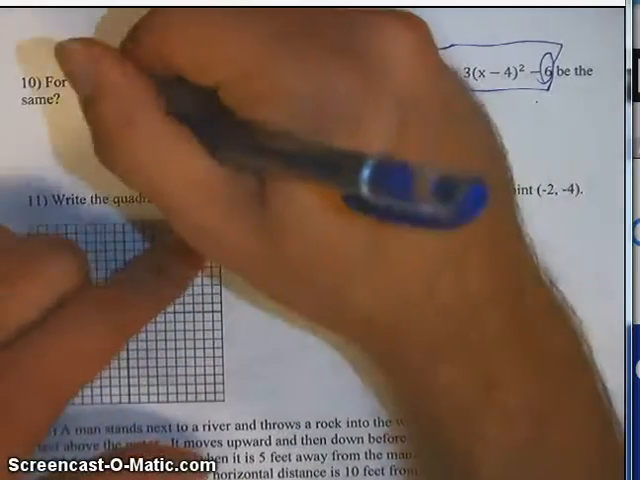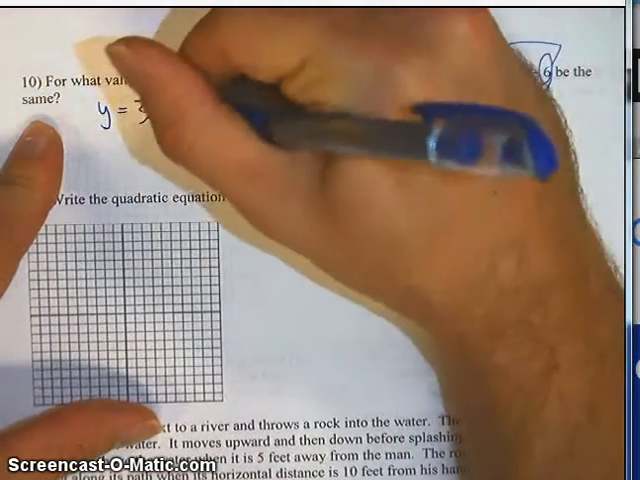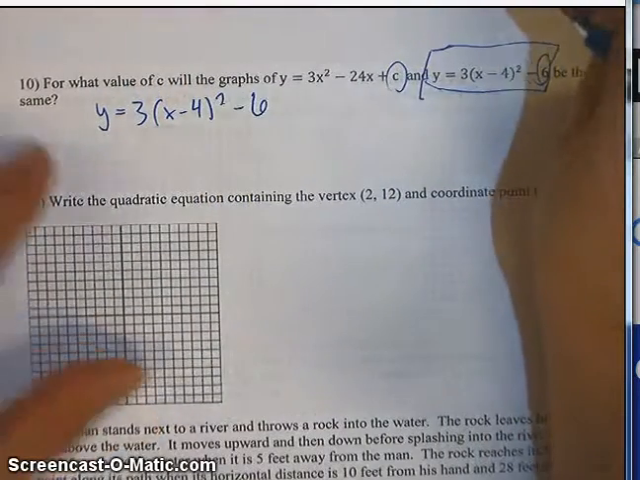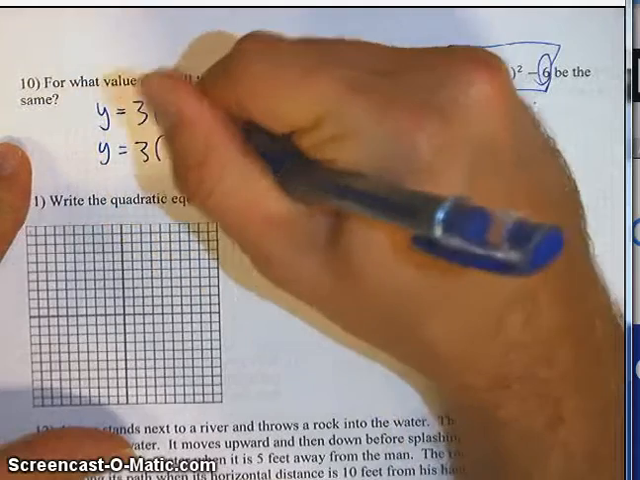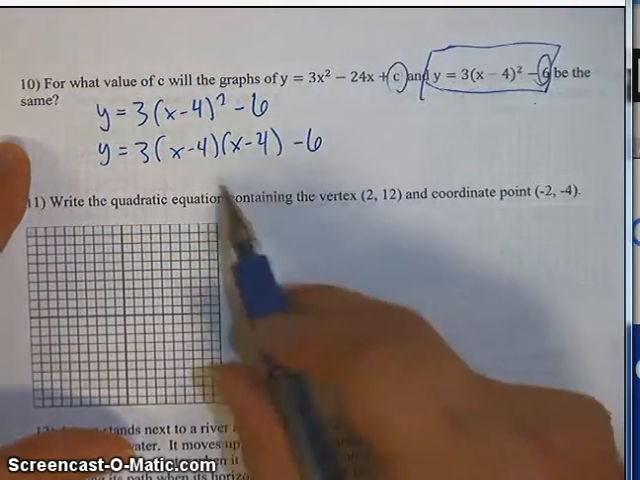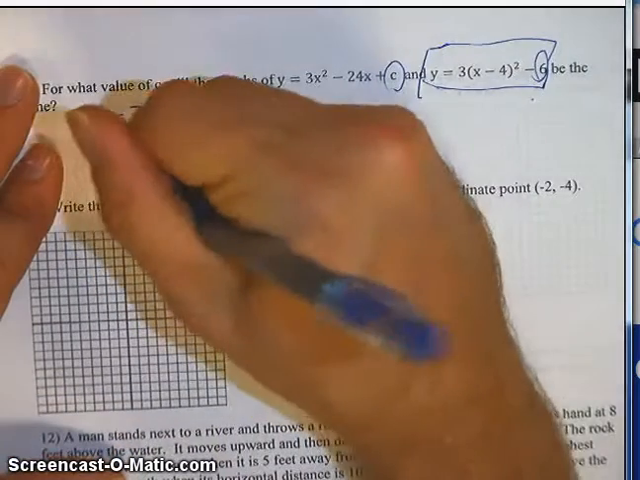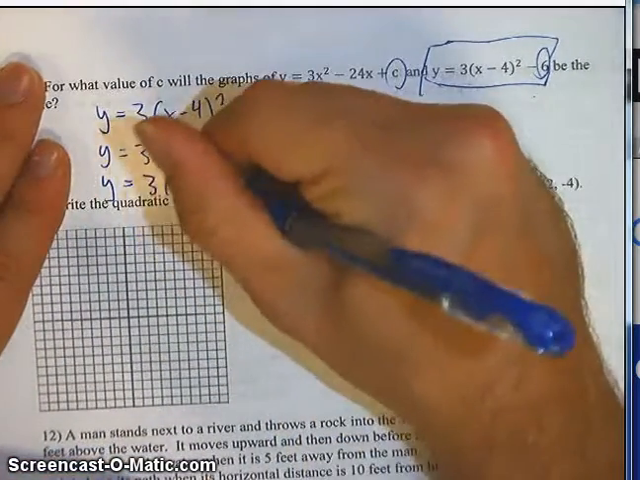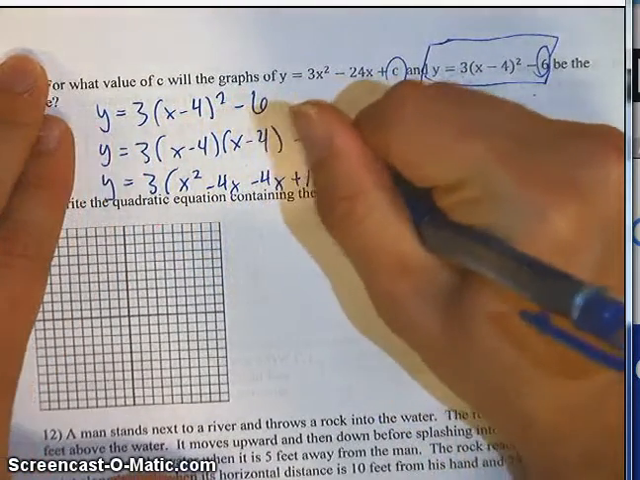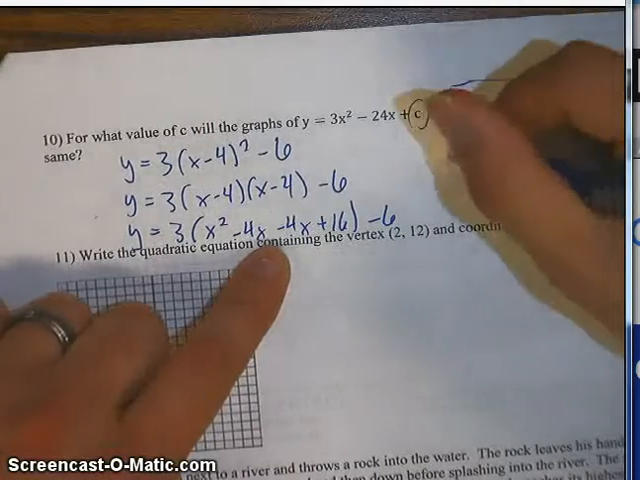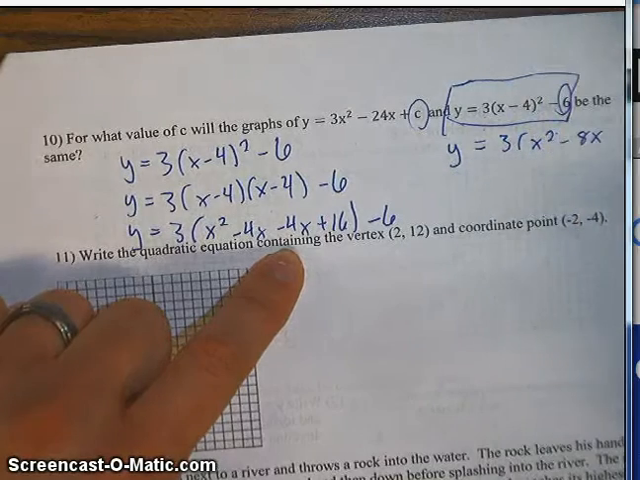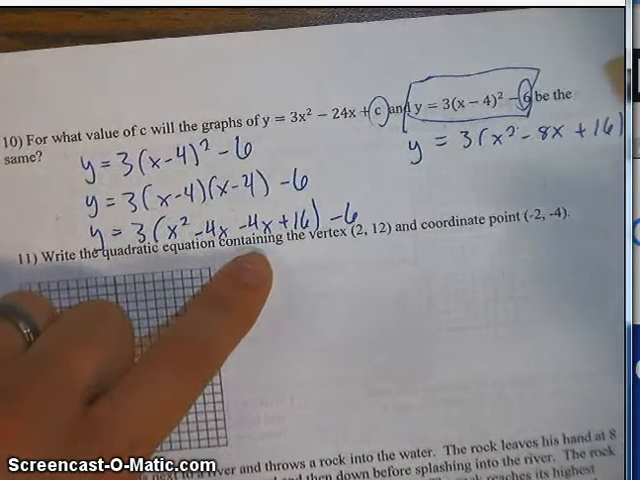Here's how we're going to do that. So we've got y equals 3(x minus 4) squared minus 6. And this simply means y equals 3(x minus 4)(x minus 4) minus 6. We can FOIL this out, or you can use the box method if you prefer, but I'm definitely a FOIL kind of guy. X times x is x squared minus 4x minus 4x plus 16, all in parentheses, still got that minus 6. Combine like terms, y equals 3 times (x squared minus 8x plus 16). I still got that minus 6.